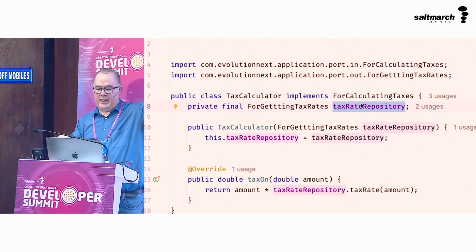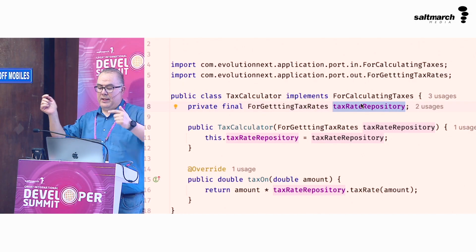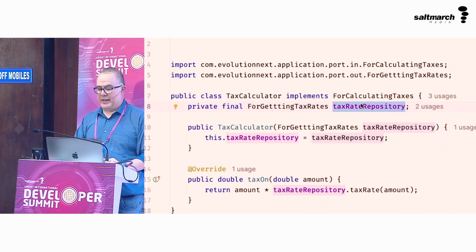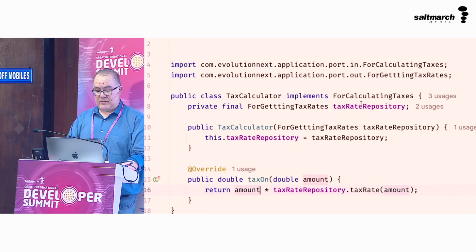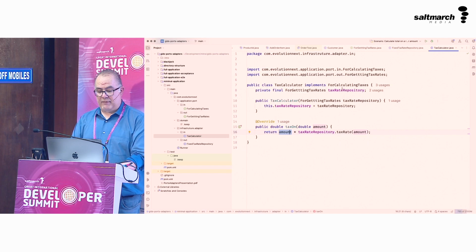The repository is representing the out adapter, and this is the in adapter. And it's kind of like merged right here in this particular application, where I'm bringing in this repository and I have this tax on for this particular amount. And what I'm going to do is take this tax repository here, get the tax rate, and multiply that by the amount. So everything has its place.